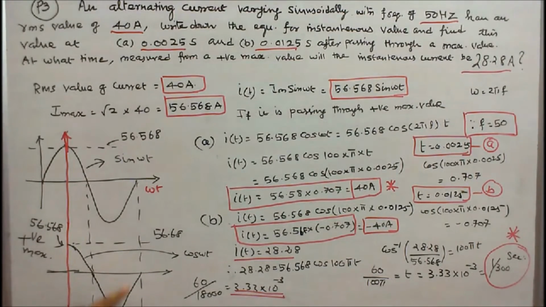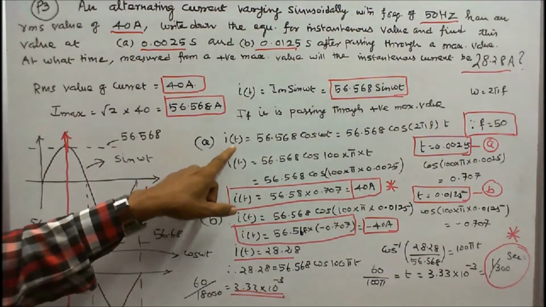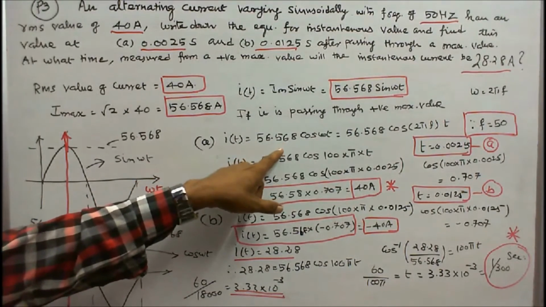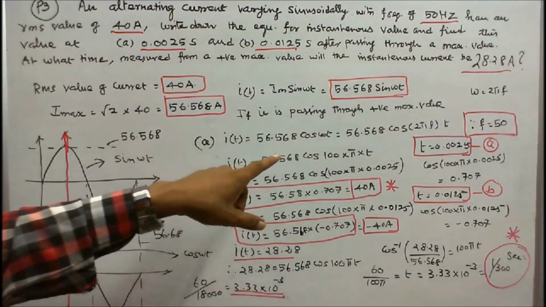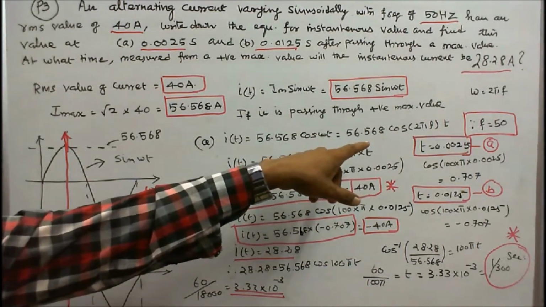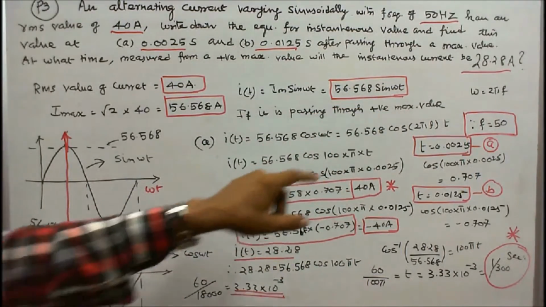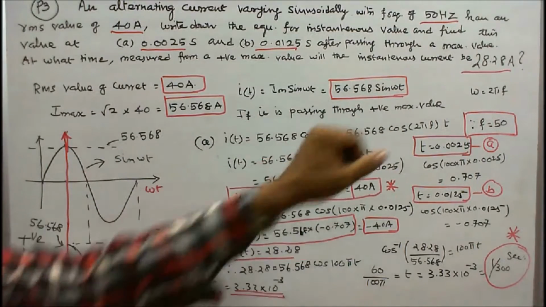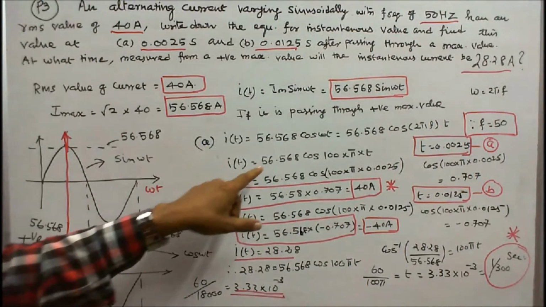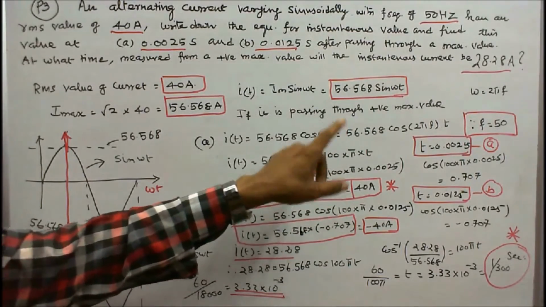This curve is a cos curve. I can write i of t is equal to 56.568 cos omega t, that is equal to 56.568 cos 2 pi f t. Here frequency is 50. So i of t is equal to 56.568 cos 100 pi t.